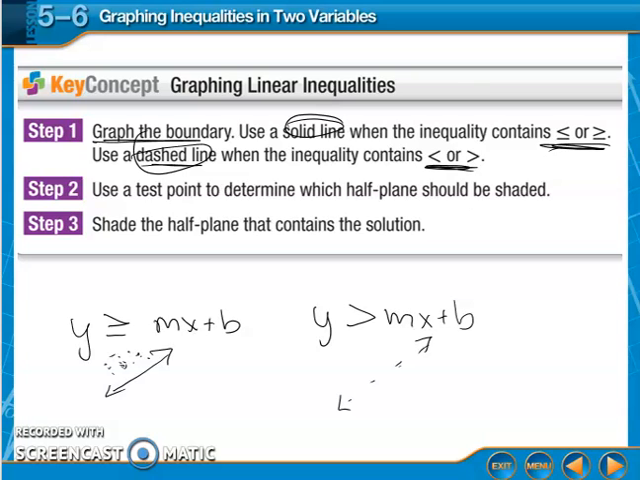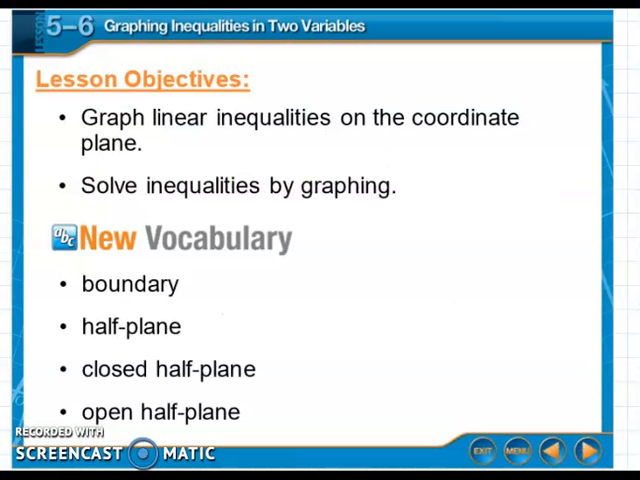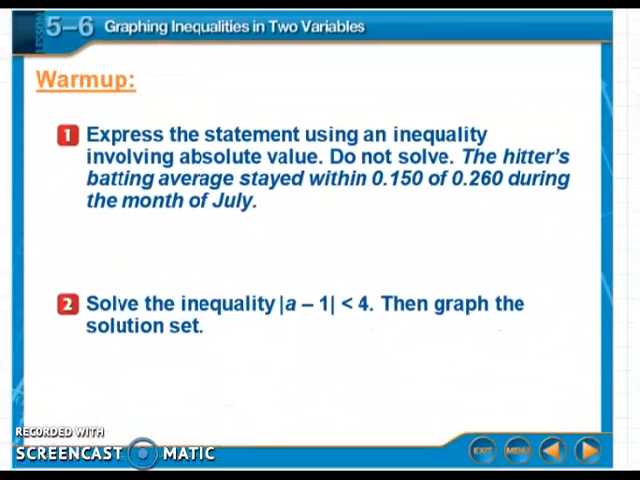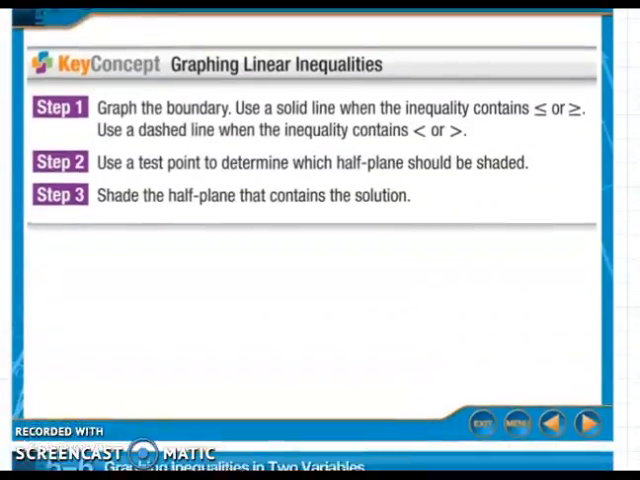There's another thing you ought to know. Today's lesson is graphing linear inequalities on the coordinate plane and solving inequalities by graphing. By the time you're done with this, you should at least be familiar with these words: half plane, boundary, closed half plane, and open half plane. We're going to skip the warm-up.